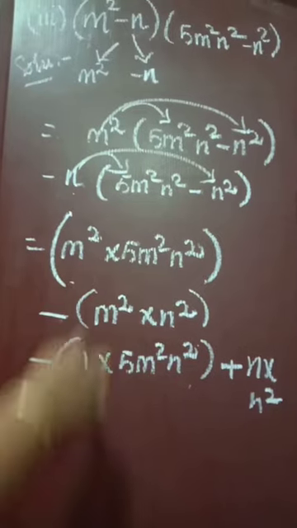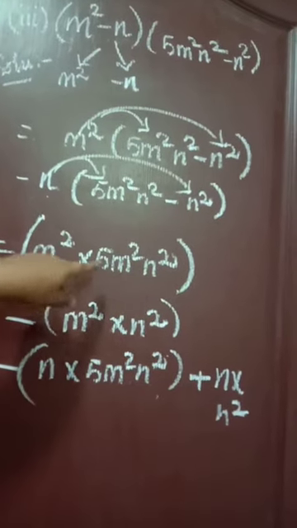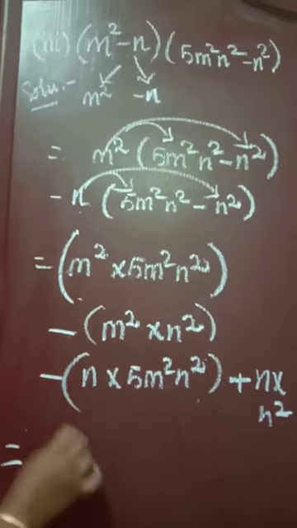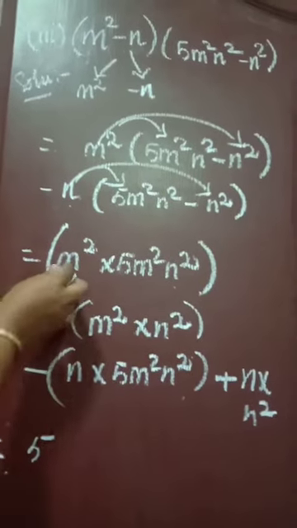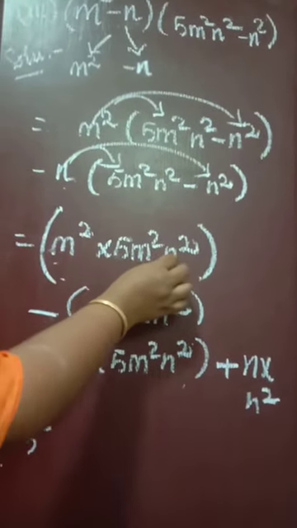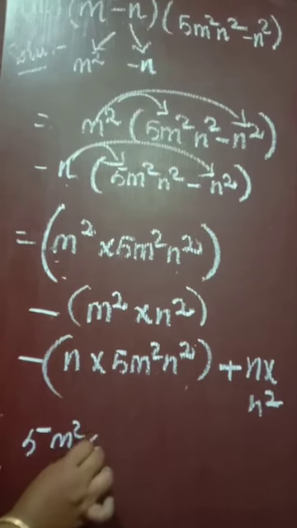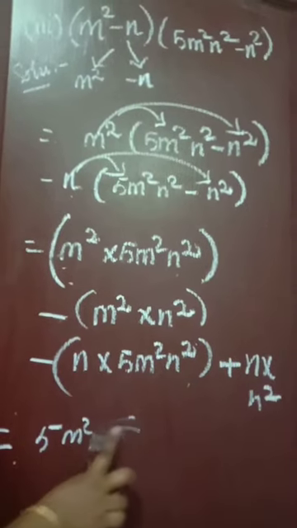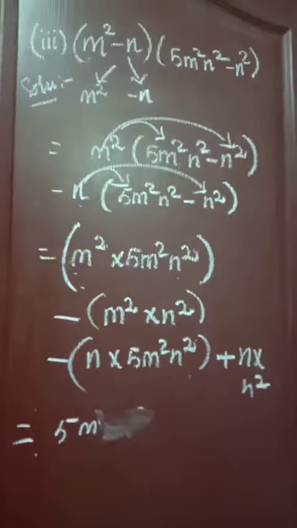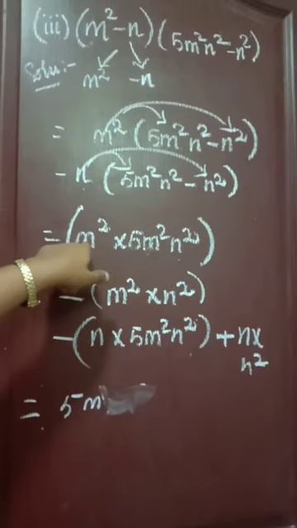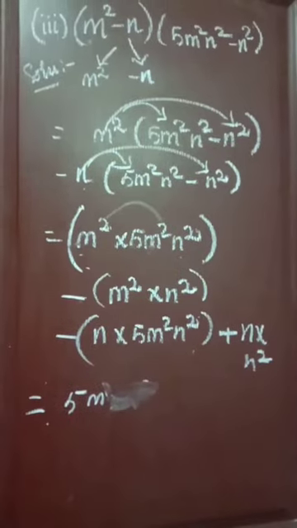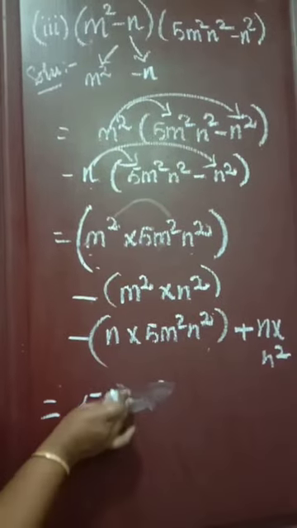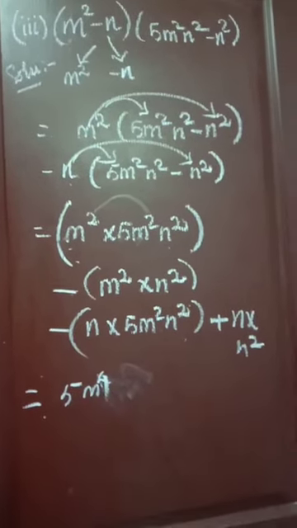Listen, here how many numbers are there? Only one number, 1. So 1 into 5, what is the answer? Yes, 5. What are the variables? Here m is the variable and n is the variable. So m square into m square. What is the answer? Same variable means you have to add the power. So 2 plus 2, what is the answer? 2 plus 2 is 4.